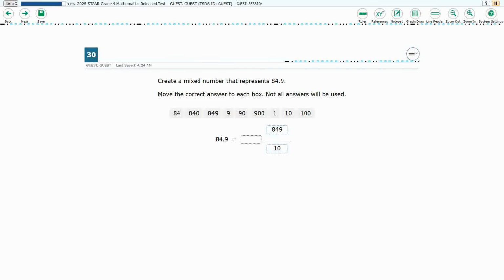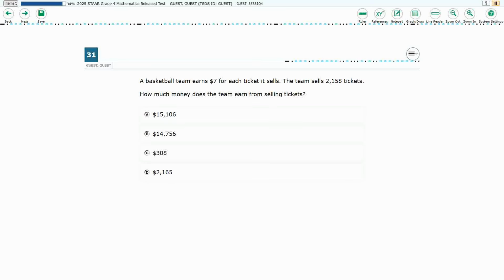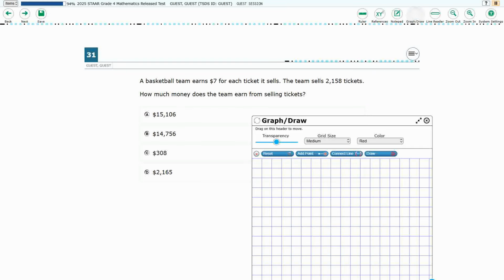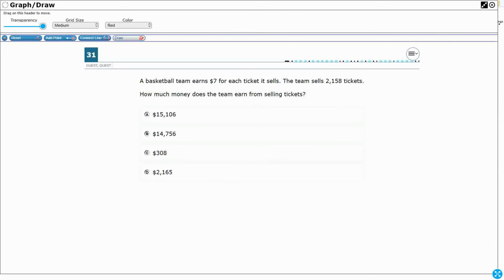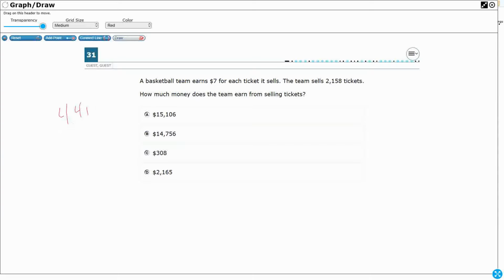So I'm going to move forward. It is going to ask me if I want to move on, and I will say yes, because I know it's right. For number 31, we are looking at larger multiplication, and this is 4.4D. And it's a very simple setup here, so as long as we recognize it, it shouldn't be that difficult. We've got $7 for each ticket. We have 2,158 tickets, so each lets me know equal group.